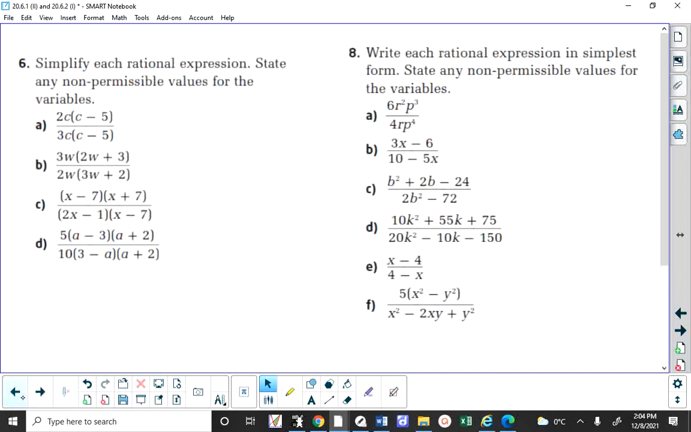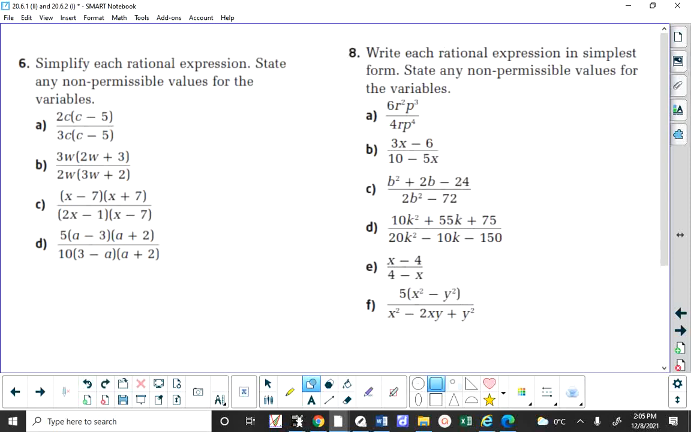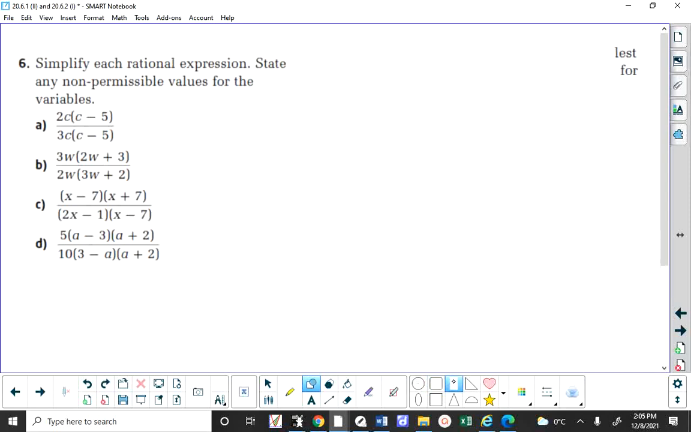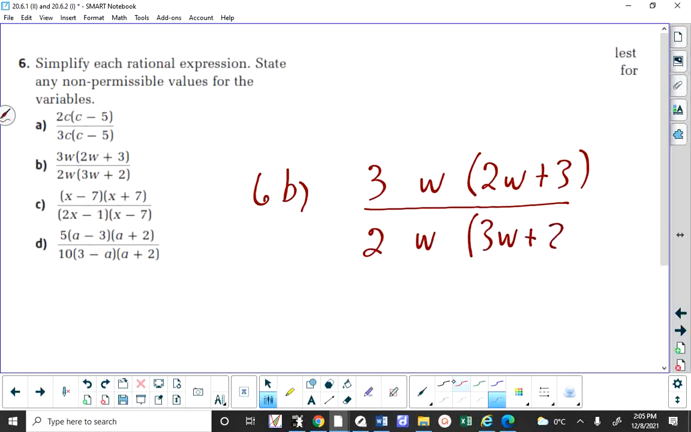Okay, so simplify each rational expression. State any non-permissible values. And in question 6b, we have 3w times 2w plus 3 on the top, and we have 2w times 3w plus 2 on the bottom. I spaced it out that way intentionally.